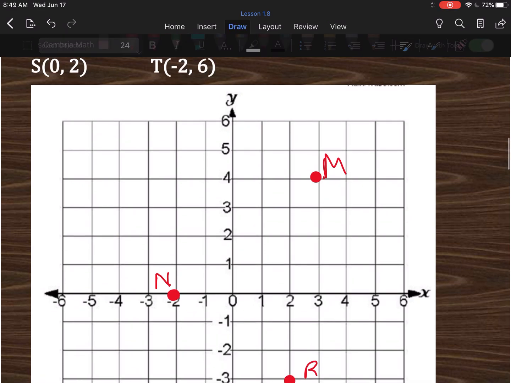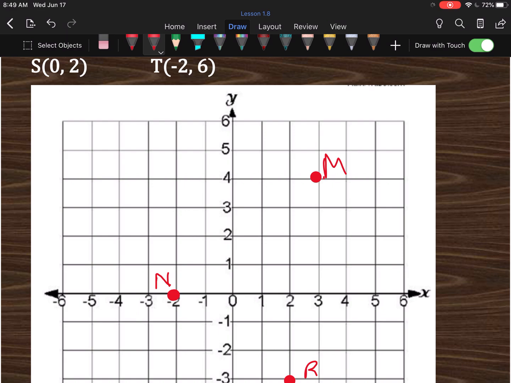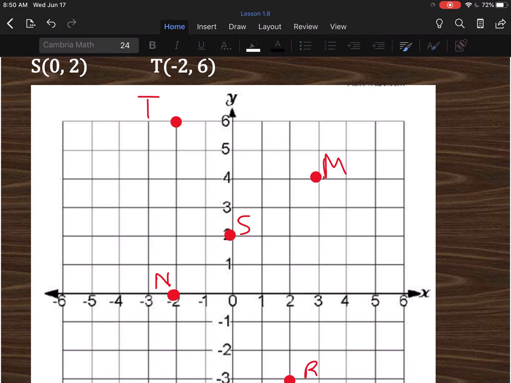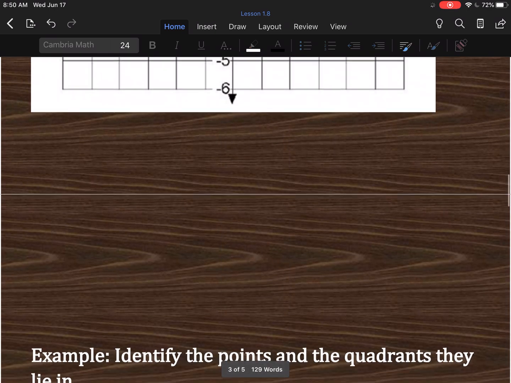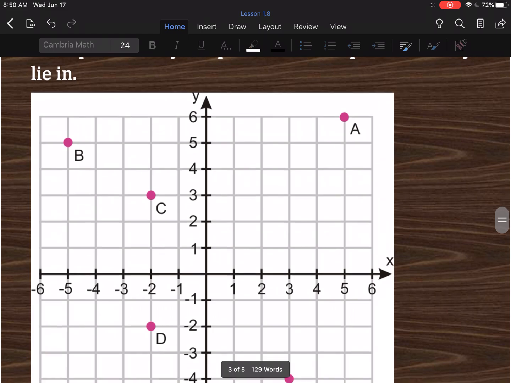S lives at 0, 2. 0 says don't move left and right. 2 says go up 2. So there's S. And T lives at negative 2, positive 6. So left 2, up 6. And that's T. That should be very, very familiar to you. That doesn't feel new.